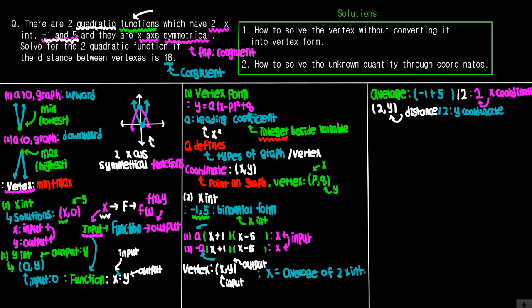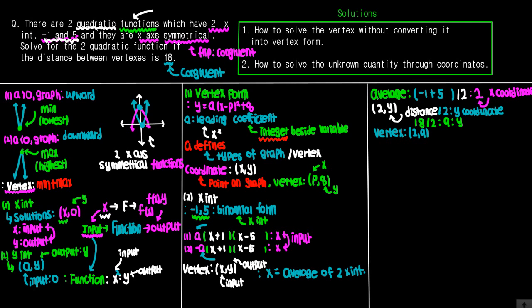The distance is 18, divided by 2 turns into 9. So we can figure out that our y-coordinate is 9. The only way we could apply this was that they told us these two quadratic functions are congruent. That's why we could apply this to our functions. So the vertex of this function is 2, 9.